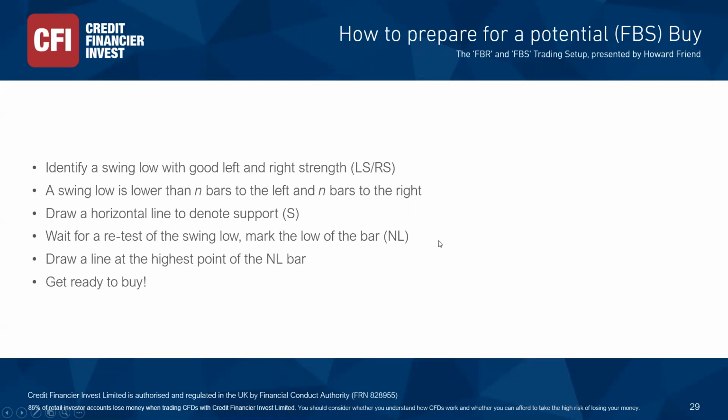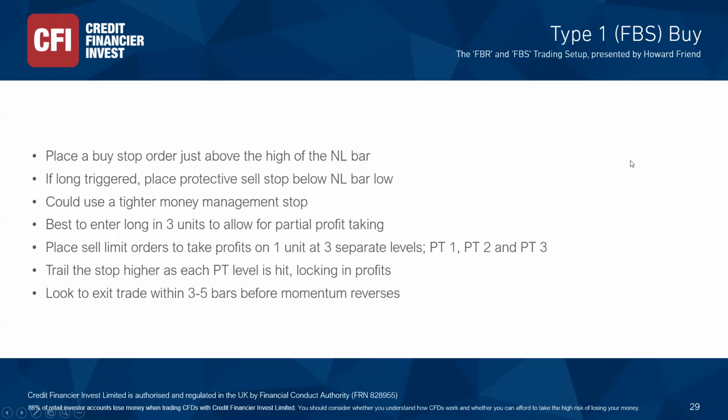low, and if we do get it, at the end of that bar, we mark it as an NL bar, a new low bar. We can then draw a line at the highest point of that bar, and then we get ready to buy. We put our buy stop just above the high of that bar. So a buy stop for 3 units just above the high of the NL bar.